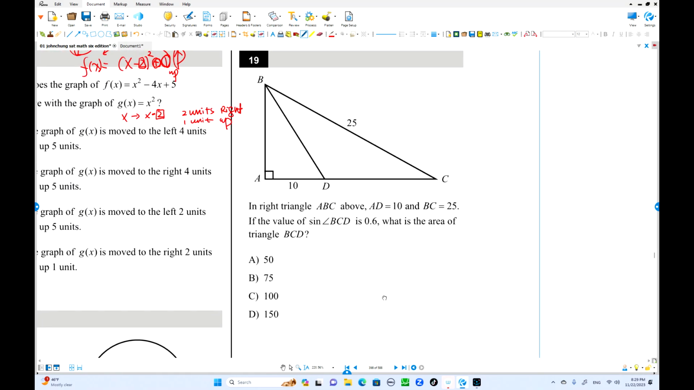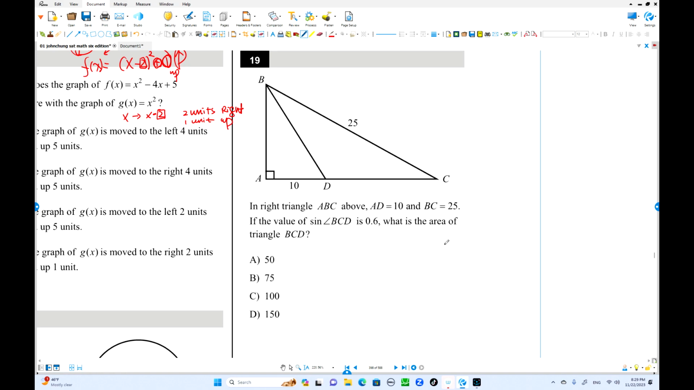All right, here is number 19. The length of AD is 10 and BC is 25. So the value of sine of angle BCD is 0.6. 0.6 is what? 6 over 10 or 3 over 5. You can use any ratio, it's okay. So sine is opposite over hypotenuse. If this is 3K, this is 5K. That's why 3 over 5 in terms of K, right?